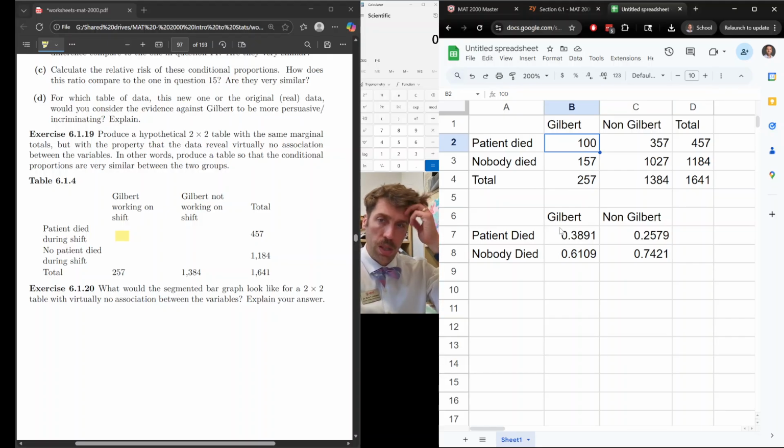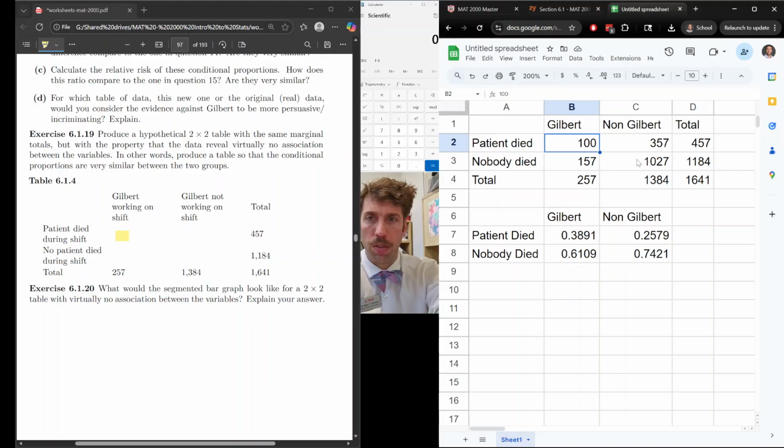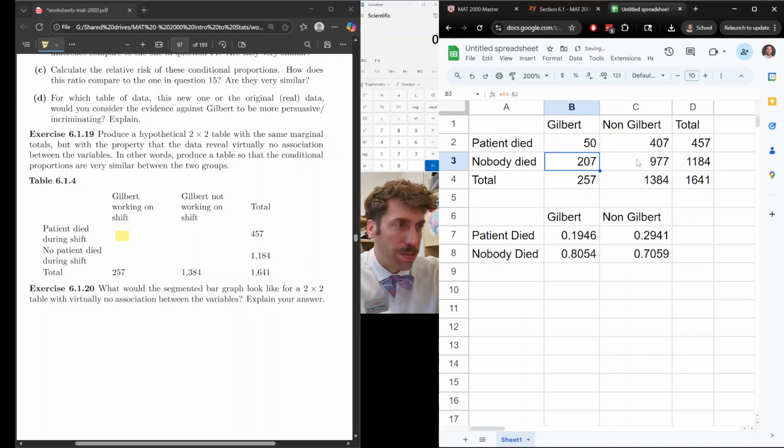I want these numbers to be the same and these numbers to be the same. So like 100 might be too high. What about 90? Still not enough, but if I go down to 50, I've gone too far. So it's up to you guys. Guess and check until you get there. All right?